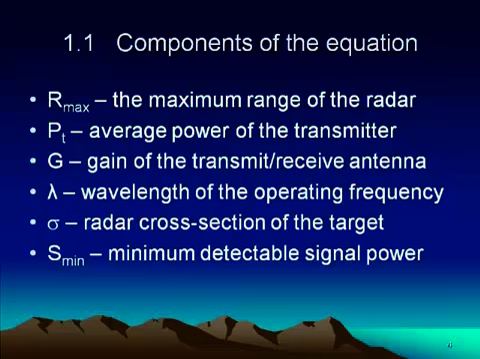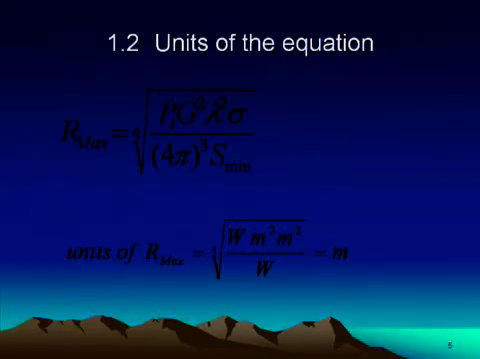Then Smin is the minimum detectable signal for the receiver. So it is also given in terms of milliwatts, microwatts, etc. The R is given in terms of all these parameters with a whole to the power of 1 by 4, that is the 4th root of all these parameters, beside the range.